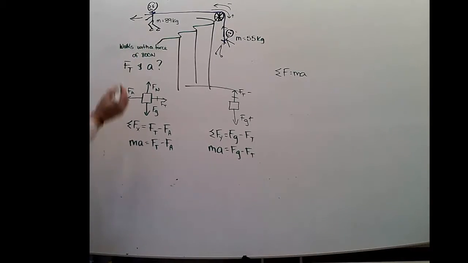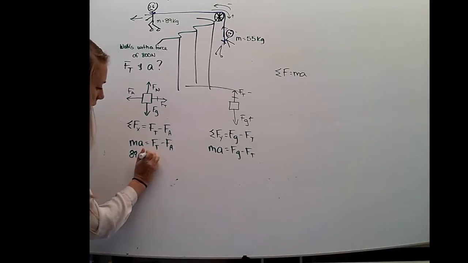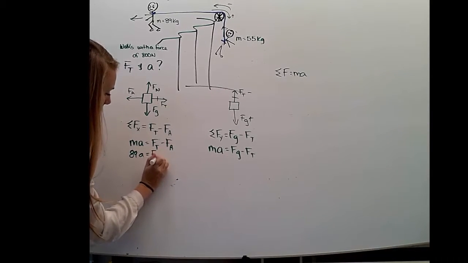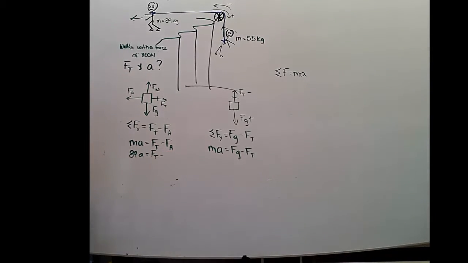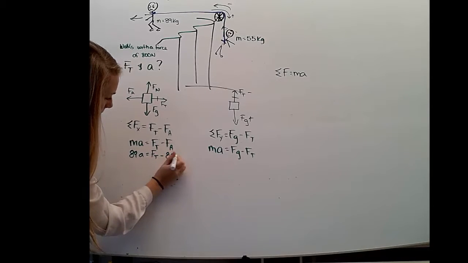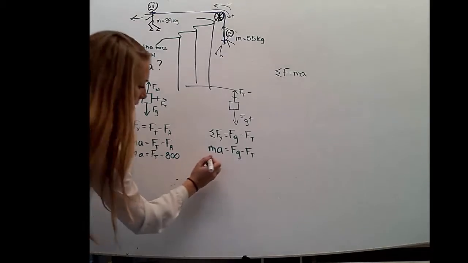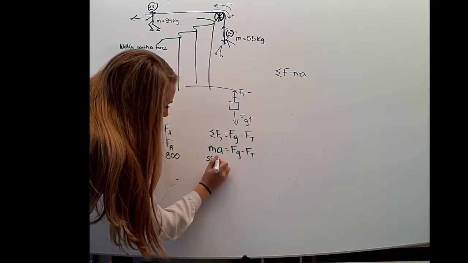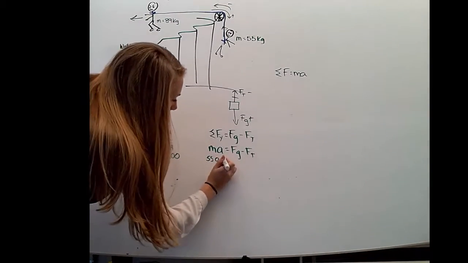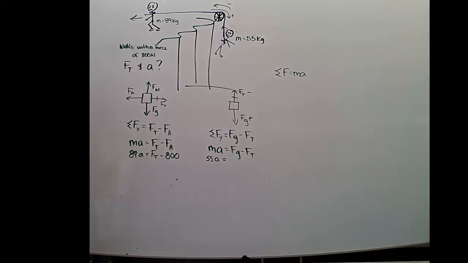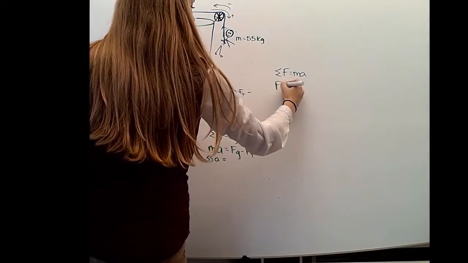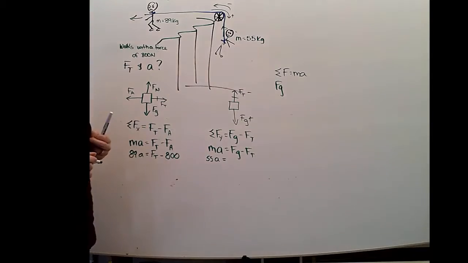The mass of our older brother is 89 kilograms times an acceleration that we don't yet know, and that's going to equal the tension force, which we don't know, minus the applied force, which we were told in the problem is 800 newtons. For the younger brother, the mass is 55 kilograms times the acceleration, and that equals Fg. If you recall, Fg is the force due to gravity, or in other words, weight.